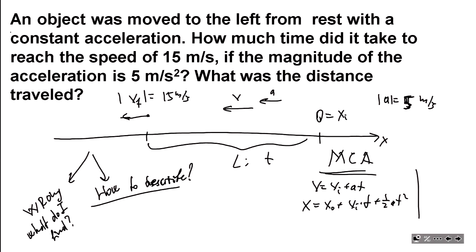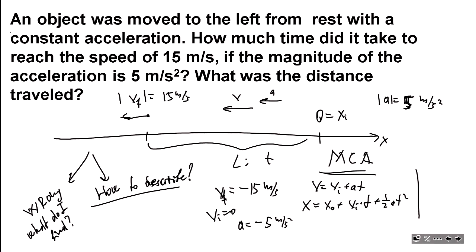For example, V initial, V final: it has to have magnitude of 15, but it's negative, so that's the final value. V initial is 0 because it begins from rest. Acceleration: the magnitude is 5, but it points to the left, so the actual value is negative 5 meters per second squared.